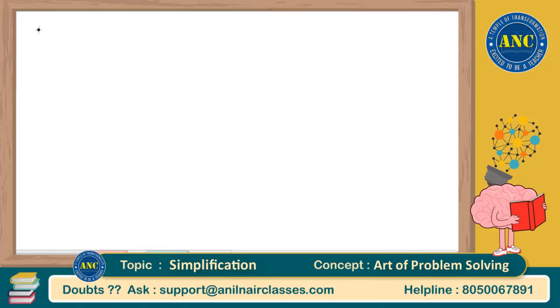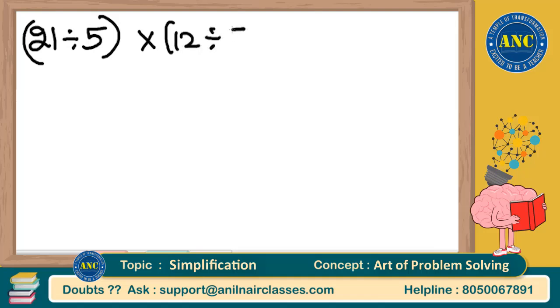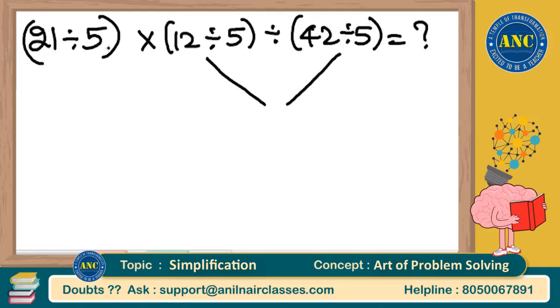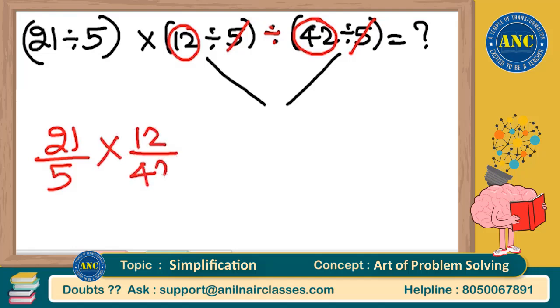See here, another question. Again an easy question once again. 21 divided by 5 into 12 divided by 5 divided by 42 divided by 5. This is equal to question mark. Don't keep writing this term again and again one by the other and waste your time. This by 5 will cancel when you divide it, and you are only left with 12 divided by 42. So it is 21 divided by 5 into 12 divided by 42. 21 into 1, 21 into 2, 2 into 1, 2 into 6. It is 6 by 5.